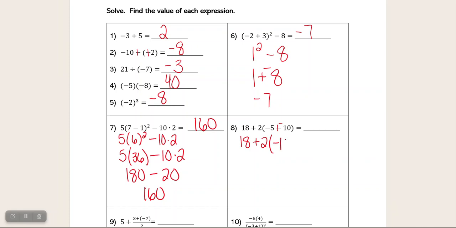So that's -15. Now we have addition and multiplication, so we need to do the addition first, or excuse me, the multiplication first. 2 times -15 is -30.